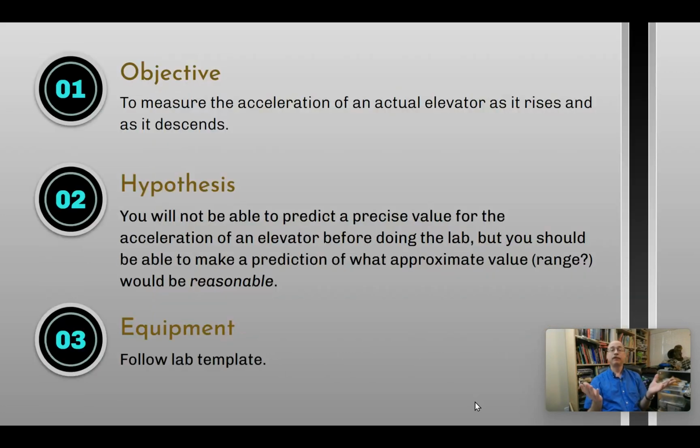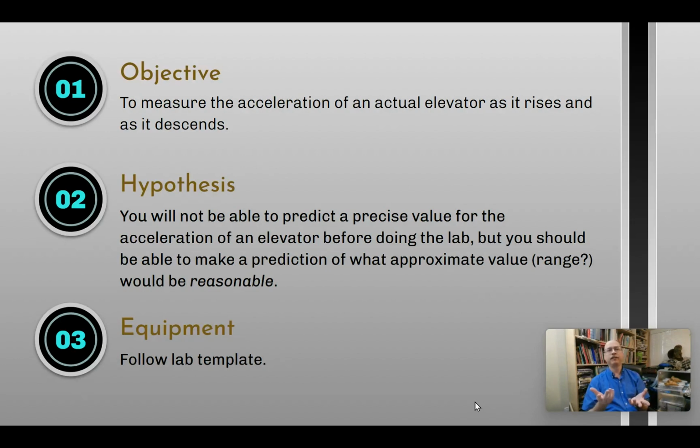So the objective of this lab is to measure the acceleration of an actual elevator as it both rises and descends. So one thing I'm going to point out to you more clearly later is we are measuring 2 different values here. One for going up, accelerating faster, faster, faster, positive acceleration, and one while it's coming down, negative acceleration. Those are going to be 2 separate numbers, and we don't actually have any expectation that they will be the same value.